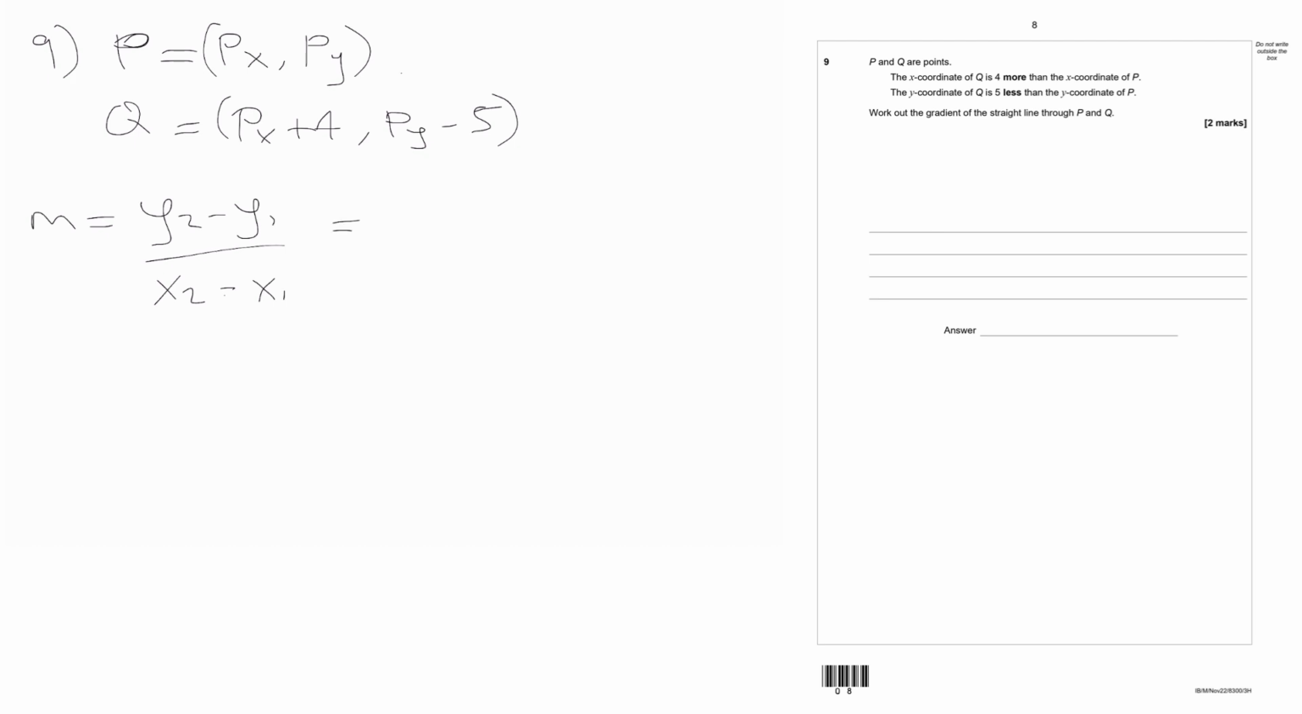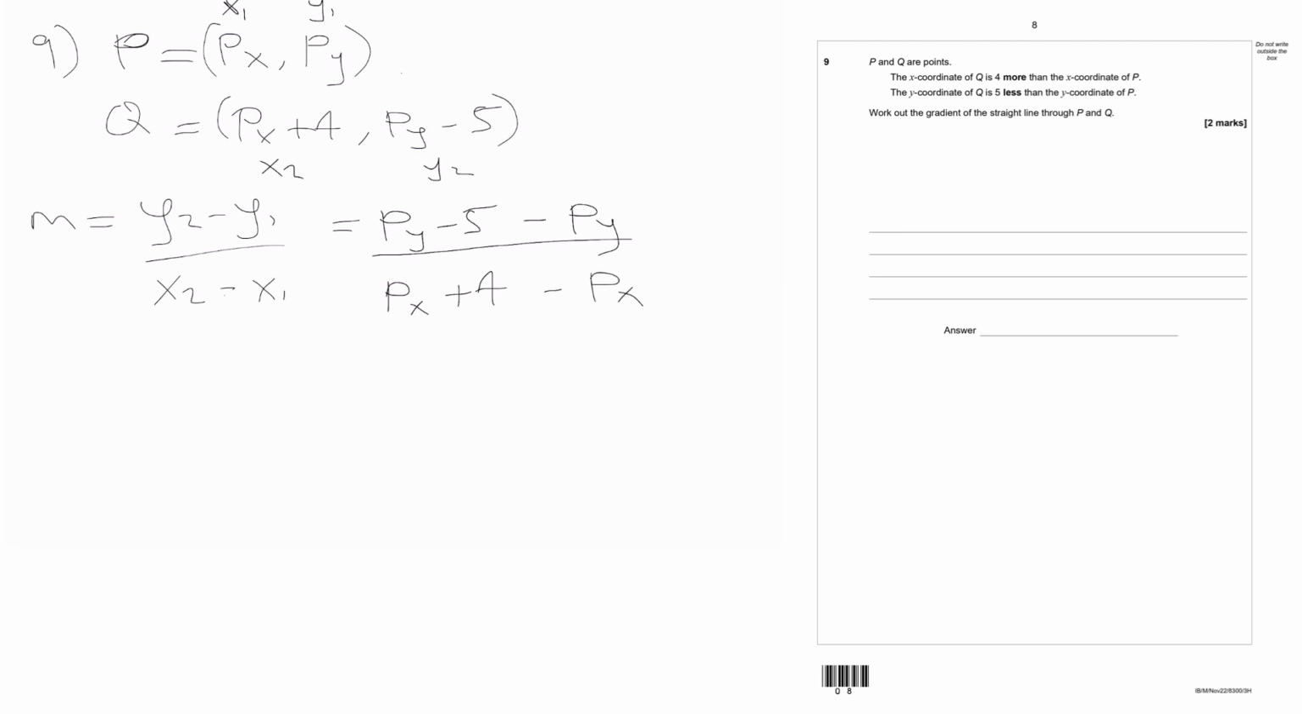And so if we plug those in, if we say that our y2 and x2 are going to be the q coordinates, then we'd say, and I'll just label these actually, so in fact that's not correct. So this we're going to say is our x2, and this will be our y2, and this will be our x1 and our y1. And so what we have now is P of y minus 5 minus P of y over, so we have our x2, which is P of x plus 4 minus P of x.